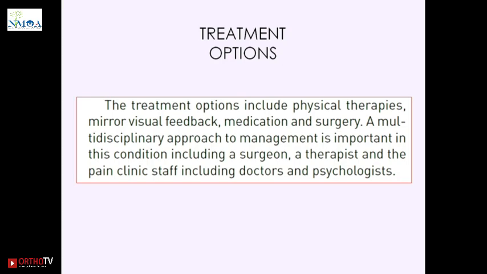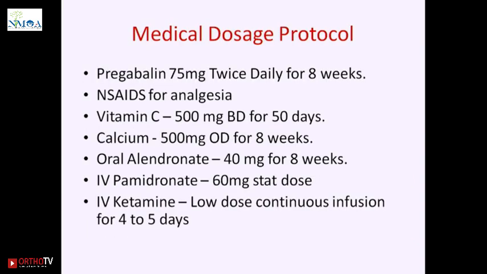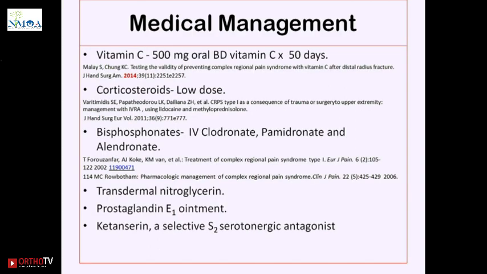A multi-disciplinary approach should be taken, wherein the surgeon, physiotherapist, psychologist, and pain specialist should be involved. Now, the surgeon's role here later on is the medical line of treatment, wherein he has to start NSAIDs, pregabalin for 8 weeks, vitamin C, calcium for 8 weeks, oral alendronate 40 mg for 8 weeks, IV ketamine SOS in low doses if it is very painful. These are the references for this.